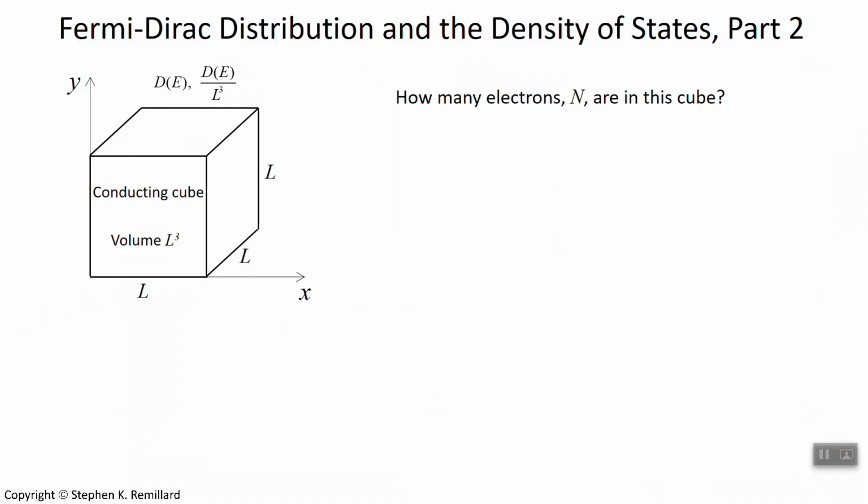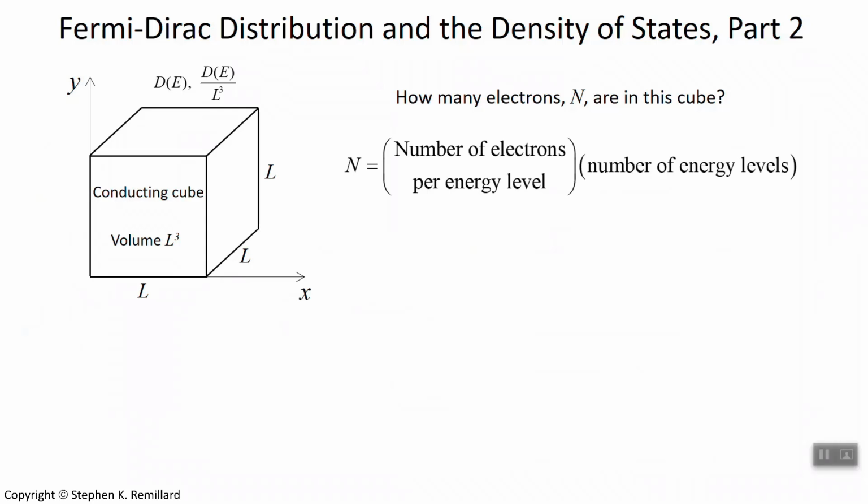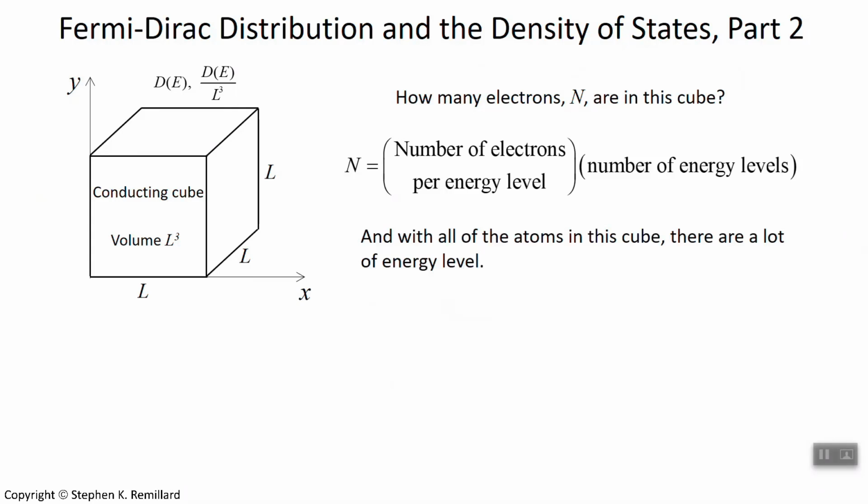To answer our first question, how many electrons, big N, are in this cube, I need to make a little bit of an argument. And that argument is that the number of electrons there are per energy level in the semiconductor times the number of energy levels is the number of electrons. And given the large number of energy levels, don't be surprised when everything turns into an integral.